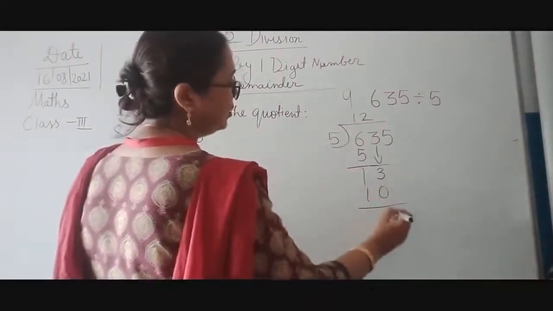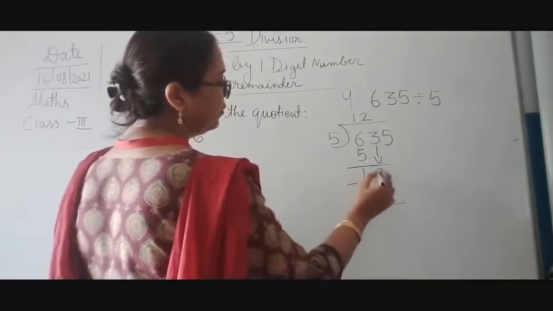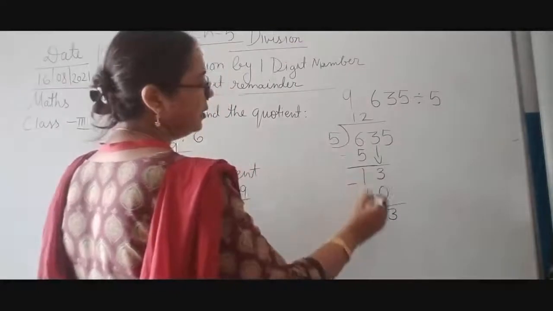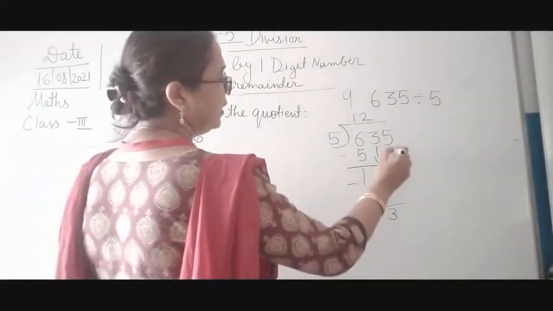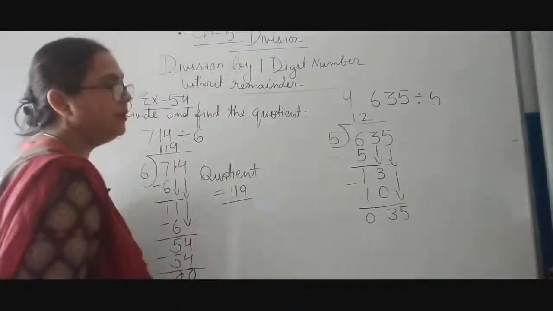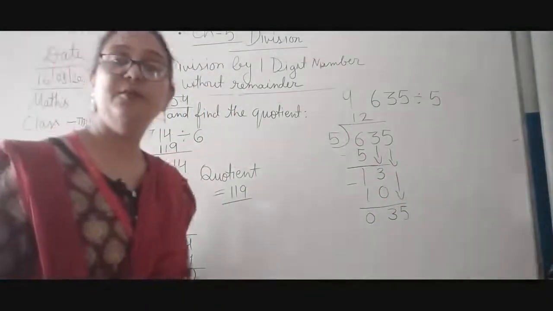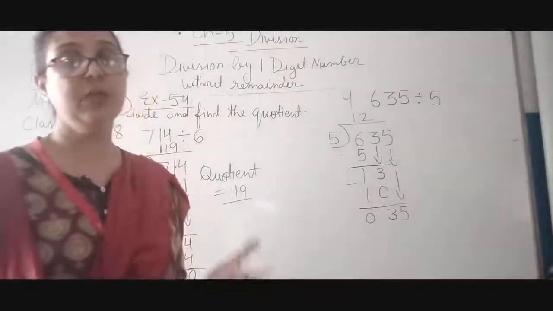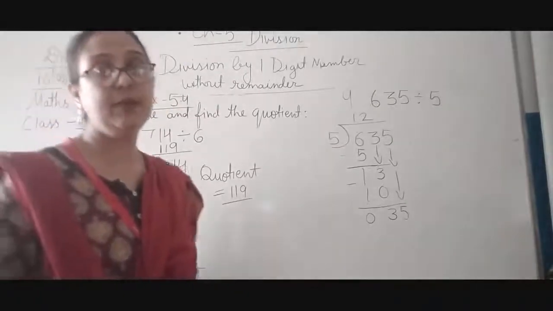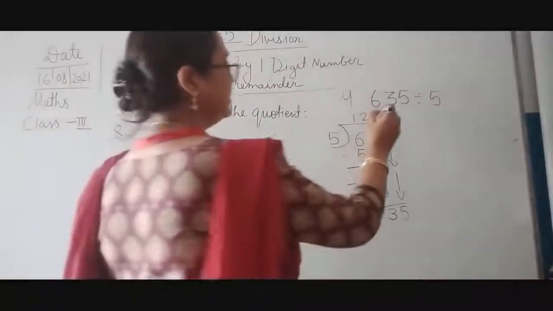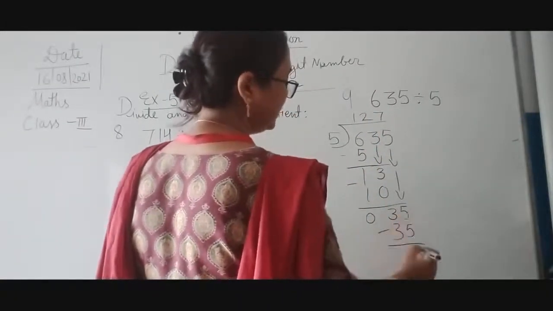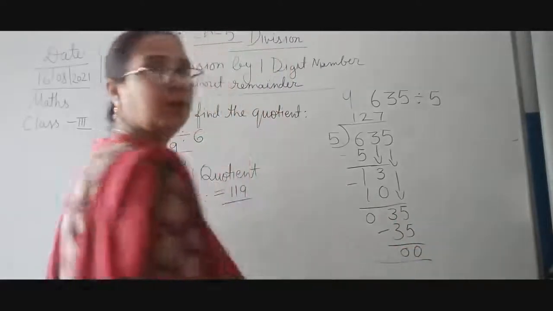Okay. So 5 ones are 5, 5 twos are 10. So 10, when we subtract it, what will we get? 3, 0. Now here children you can see 5 is left. So 5 ones are 5, 5 twos are 10, 5 threes are 15, 5 fours are 20, 5 fives are 25, 5 sixes are 30, and 5 sevens are 35. 5 sevens are 35. We subtract it, and 0 will be the remainder.